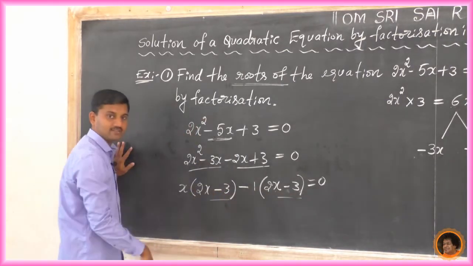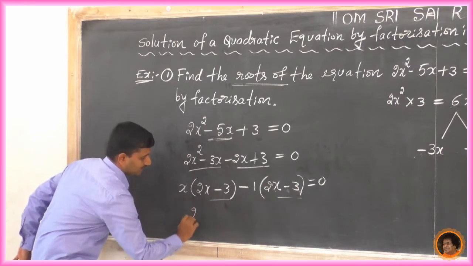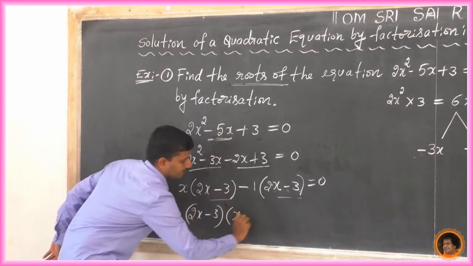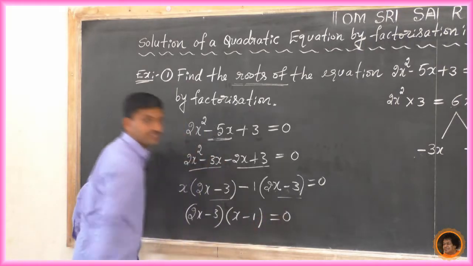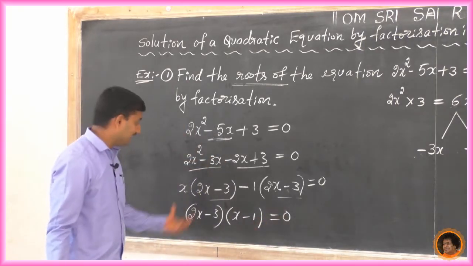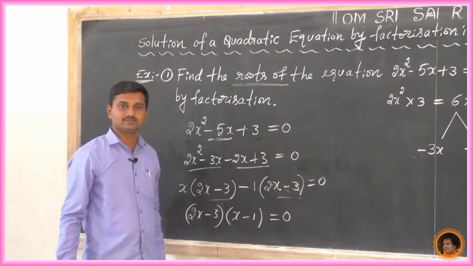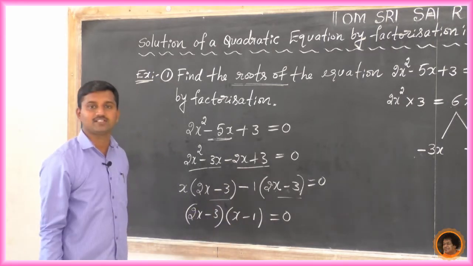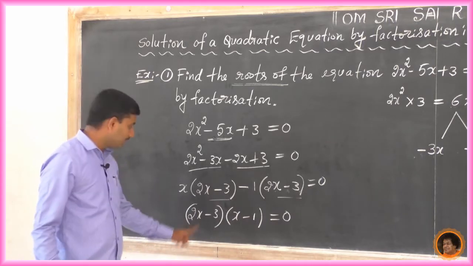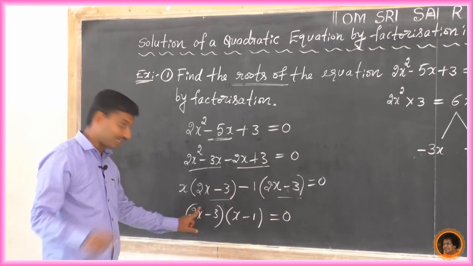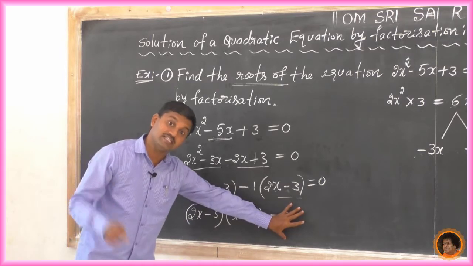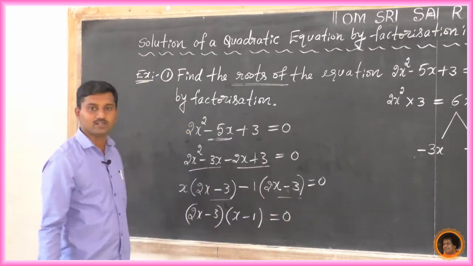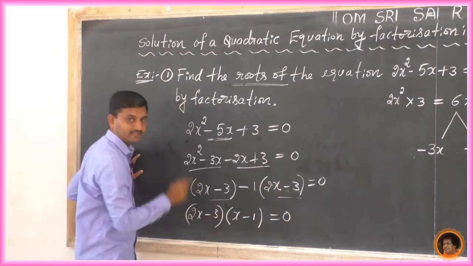Once again factorize or take outside. The common factor is 2x minus 3, then the remaining is x minus 1 equal to 0. So these are the linear factors: 2x minus 3 and x minus 1. Why is it known as a linear factor? Because the highest power is 1. So 2x minus 3 equal to 0 is a linear equation, and x minus 1 equal to 0 is also a linear equation.